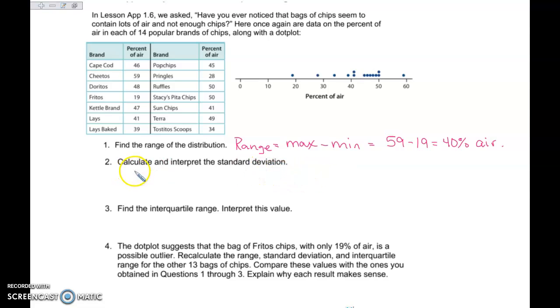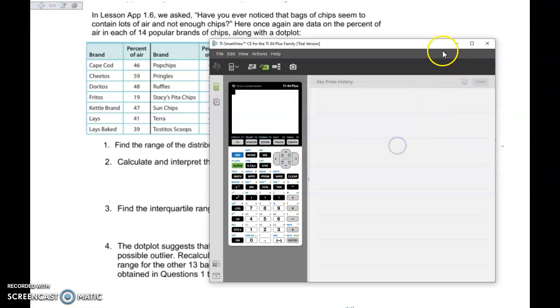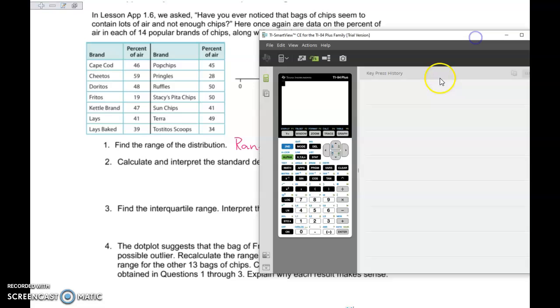For calculating and interpreting the standard deviation, this is where I'm going to have you grab your calculator. Okay, I'm going to clear this out so you don't have to see all those numbers. And to be able to enter this data, you're going to go into stats, and you might have to pause this to figure out where I'm going. You're going to go into edit, and we're going to enter all of our data into list number 1.